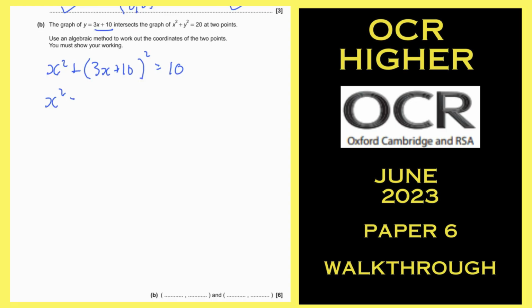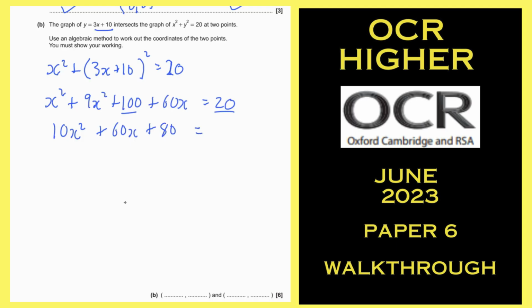X squared, square the brackets, whoops, not an equals. Means square the first, square the last. Whoops, it's not 10, is it? It's 20. I'm sure you spotted that. And we'd get 30x and 30x to make 60x. Now let's make it equal to 0. So we've got x squared and 9x, that's 10x squared. Let's bring the x's to the middle. We've got 60x. Then we've got the 100. We need to take away 20.